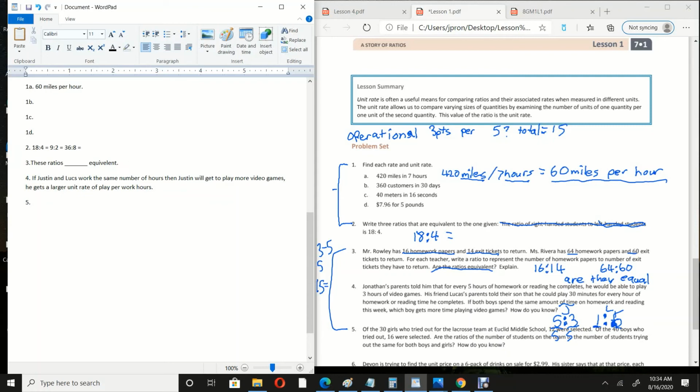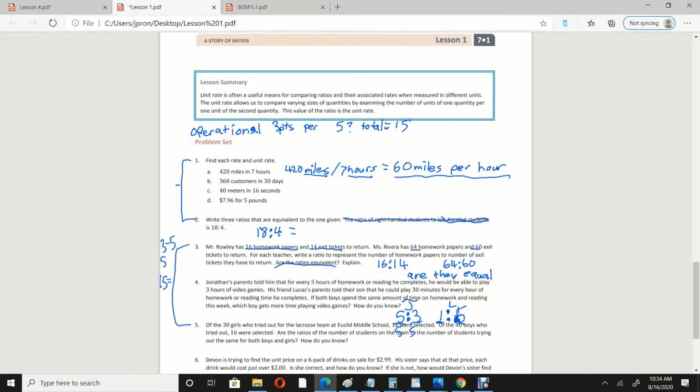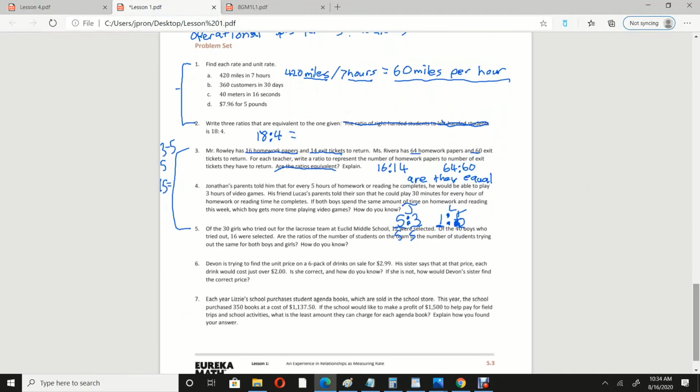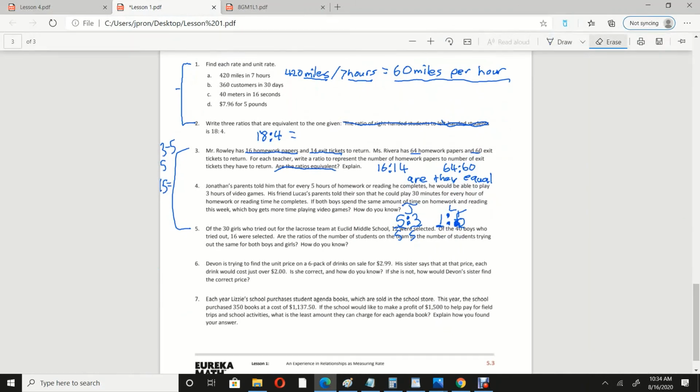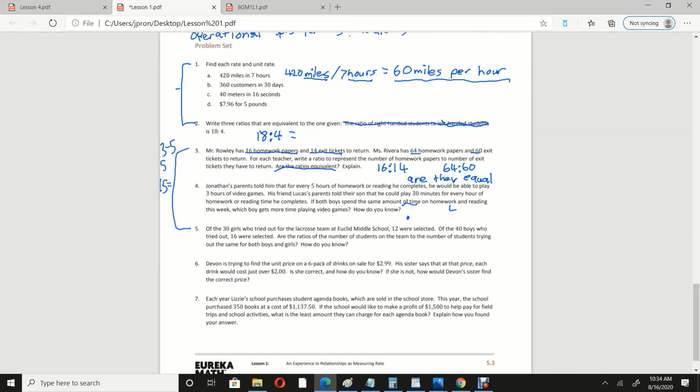All right. So, okay, let's go to number 5. Of the girls who tried out for the lacrosse team in middle school. Oh my goodness. Who tried out for the lacrosse team? What school are they going to? I want to try out for the lacrosse team. Okay. Of the girls who tried out for the lacrosse team, 12 made it. Of the 40 boys who tried out, 16 made it.